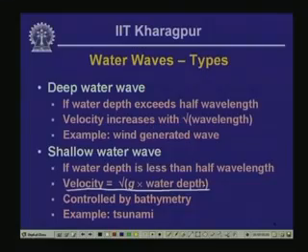So the propagation of shallow water waves is controlled by bathymetry. An example of a shallow water wave is a tsunami, because in this case the wavelength is on the order of hundreds of kilometers. So even in the deep ocean the water depth is not enough for the tsunami wave to be categorized as a deep water wave. Even in the deep ocean, they are of the classification of shallow water waves.